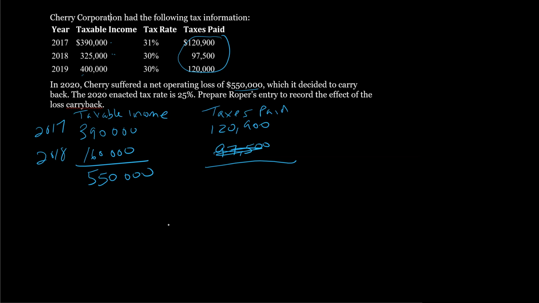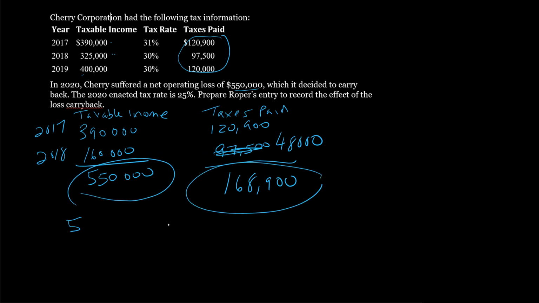It's going to be $160,000 times the tax rate because we're not taking back the entire $325. So times 30%. That is going to give us $48,000 here. So $120,900 plus $48,000 is going to give us a refund of $168,900. And let's just double check. So $550,000 is the total here, and that's the refund that we're going to get.